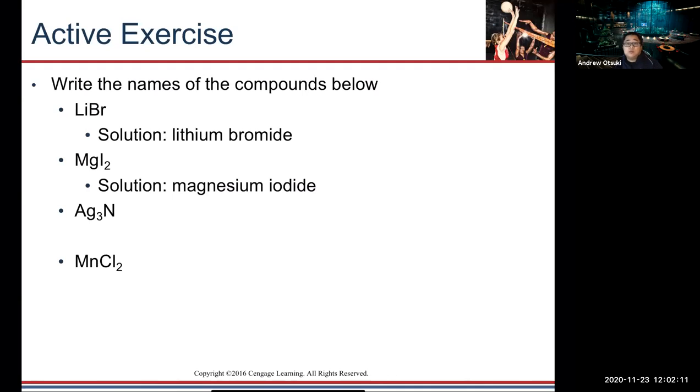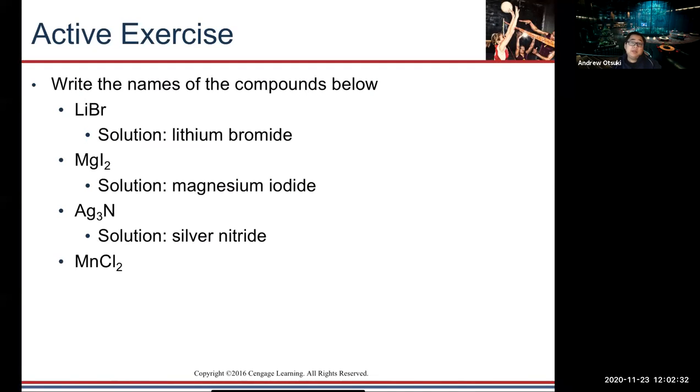Then, all right, this one: silver is kind of not considered a transition metal, even though it's in the area of the periodic table. That's because it usually has only one charge, and that's +1. So we could just call this silver nitride.